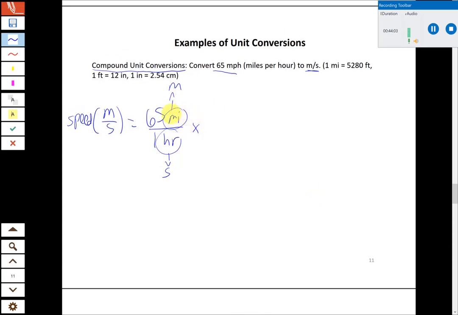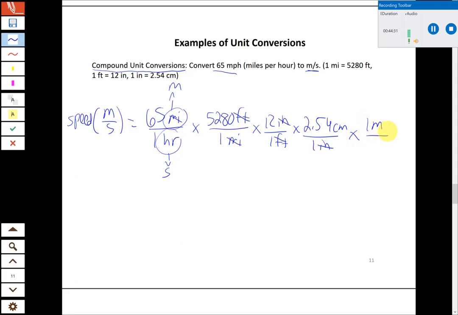If we want to convert the numerator into meters, we're going to follow the same set of steps as last time. We're going to do miles into feet using that conversion factor that we've already dealt with a couple times. Feet into inches. And inches into centimeters. And then centimeters into meters. So these first 4 steps are identical to what we did last time. We're just starting with a different quantity initially.